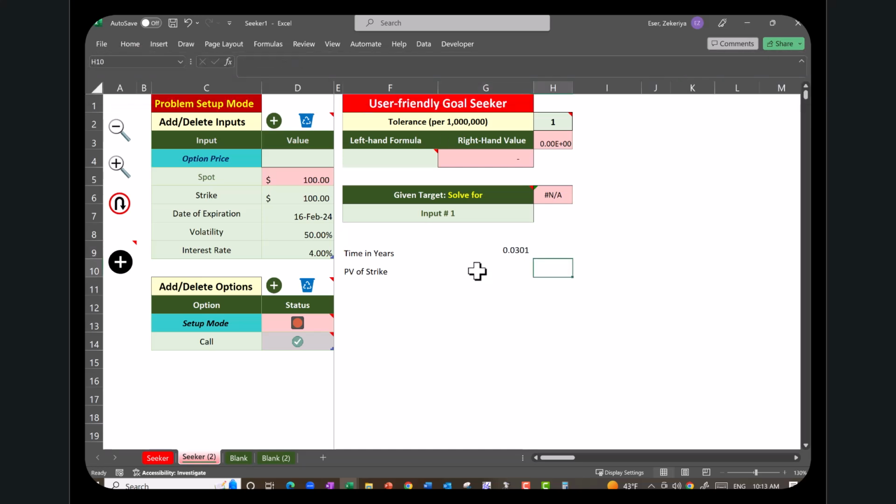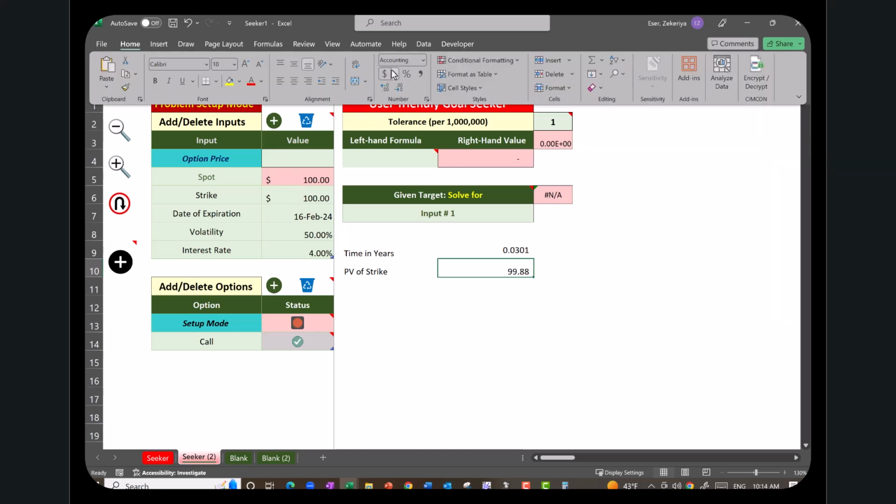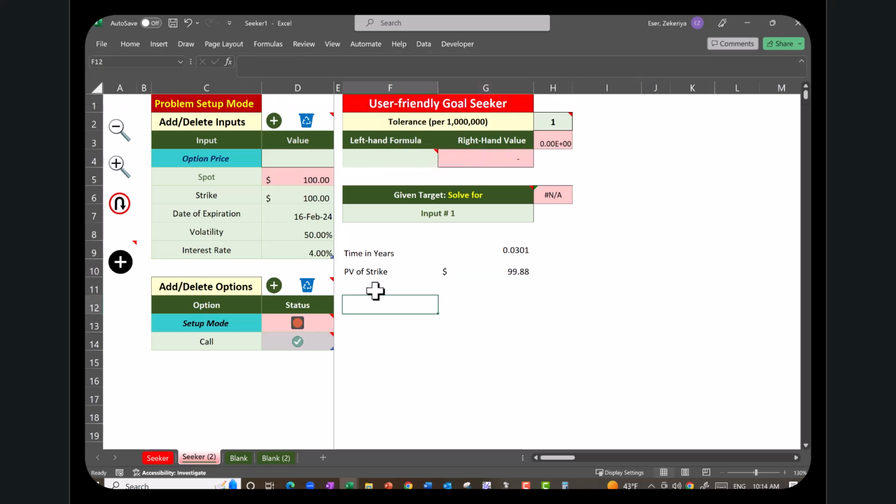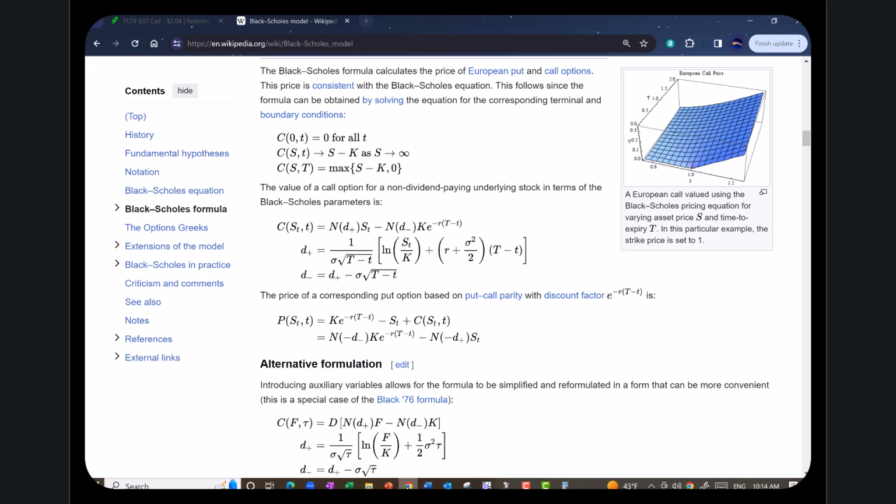So PV of strike is take the $100, multiply it with exp negative interest rate times time. So $100 11 days from today is worth $99.88. Let's calculate our D1. Let me make sure I remember the formula correctly. See, I did not.